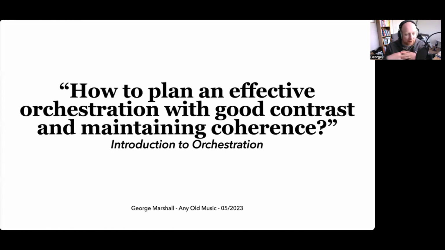Again, while I plan to obviously cover this topic within the lecture series, or course, whatever you want to call it, I'd like to share some ideas that will help you think about orchestration in terms of contrast, coherence, and composition today. So yes, let's crack on.